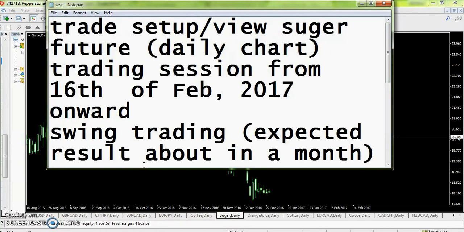So if you want to have the full results of this trade setup, how it works, what sort of percentage profits or loss you will get by adopting this strategy, you need to have patience. For this you need to apply this trading setup for about a month, so the expected results may come in about a month.